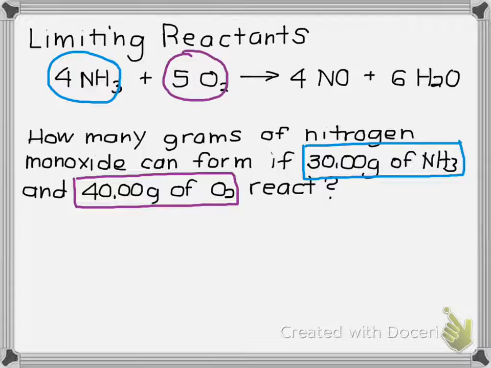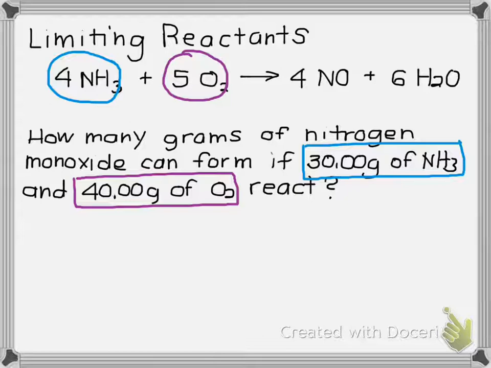Now, one distinguishing thing about limiting reactant problems is that they will give you the amounts of both reactants. One of the objectives of a limiting reactant problem is to see which reactant is going to get used up first. The reactant that gets used up first is the limiting reactant, and once that reactant is gone, the reaction will stop.